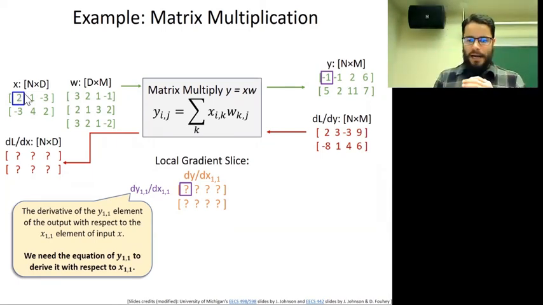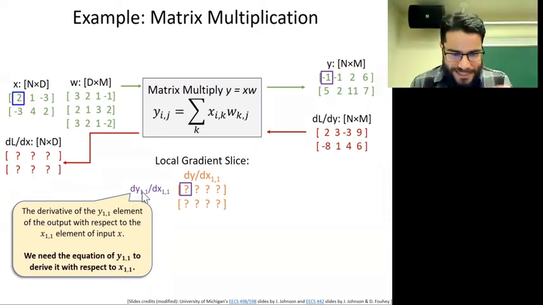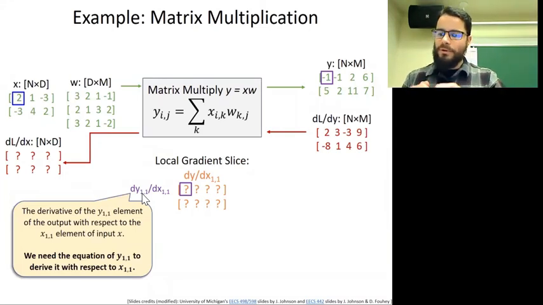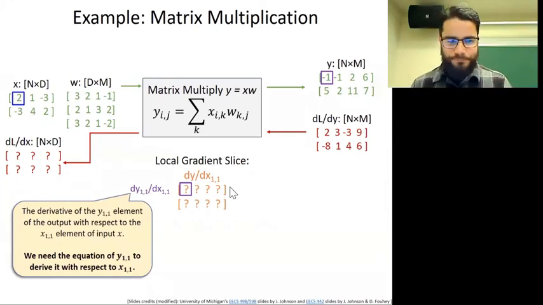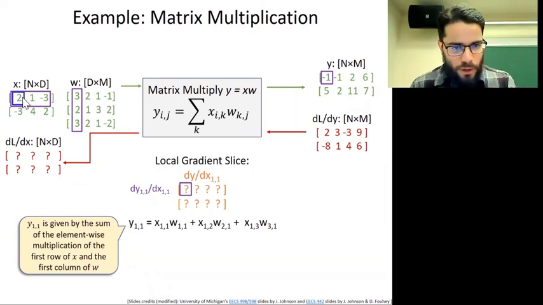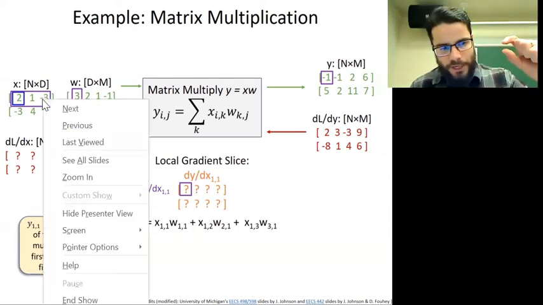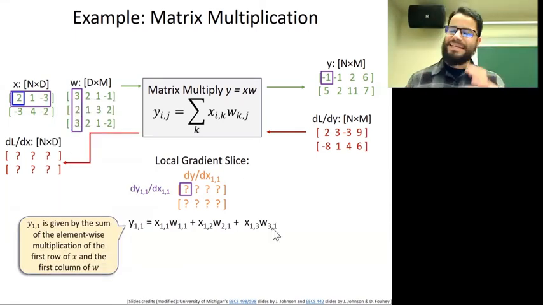That's very good. We're getting to a point where things actually make sense, right? So now we need the equation of this element here so that we can calculate its derivative with respect to x11. Remember, we are doing matrix multiply. So this element here, y11, is actually the multiplication of this first row of x and this first column of w, okay? So x11 times w11, x12 here by w21 here, and then x13 by w31. Very good. So this is the equation for the first element of the output, which is this one.